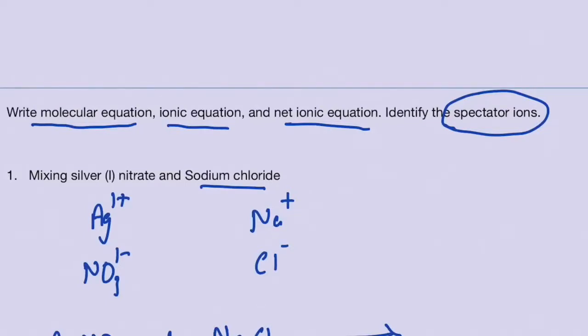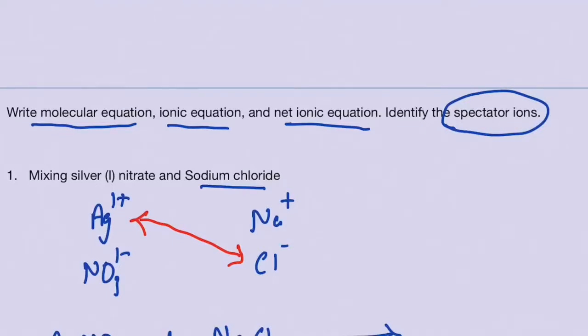Now it cannot pair up with the NO3 1 minus because it was already in the reactant. So the only other anion it can pair up with is going to be the chloride. Okay, so you make that there. So that means we can see this silver right there and this chloride right there. So those are the outside ions, so they stay together.